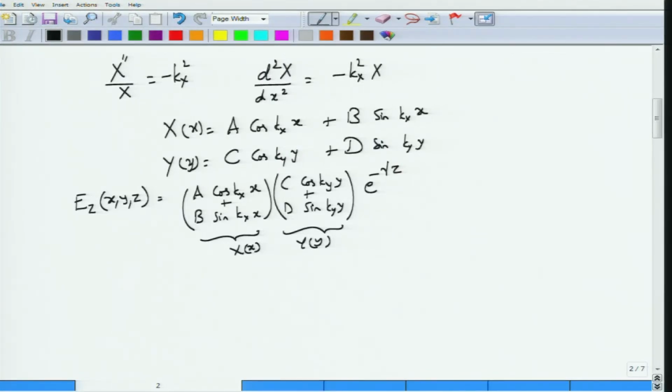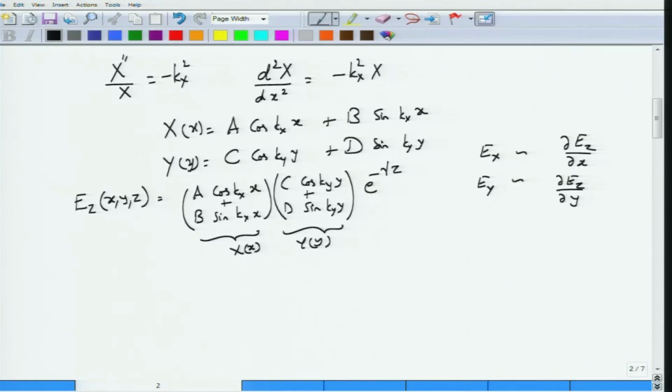Of course, one also needs to find the components for Ex and Ey. To do that, let us first find out how Ex and Ey vary with respect to Ez. We know that Ex would be proportional to del Ez by del x, and Ey will be proportional to del Ez by del y. There are some constants involved there, but we don't have to really worry about those constants. All that is required is the proportionality relations.